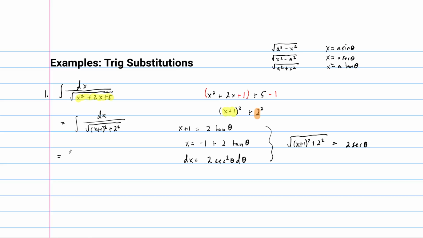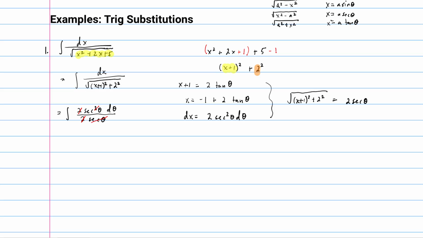So this integral now becomes, after doing this substitution, the denominator is 2 secant theta, the numerator is 2 secant squared theta. So we have 2 secant squared theta d theta goes in for the dx, and in the denominator that's just 2 secant theta. And of course now the 2's cancel. Secant's always positive in the domain that we've chosen. And so we have now the integral of secant theta d theta, which is of course the natural log of secant theta plus tangent theta plus c.